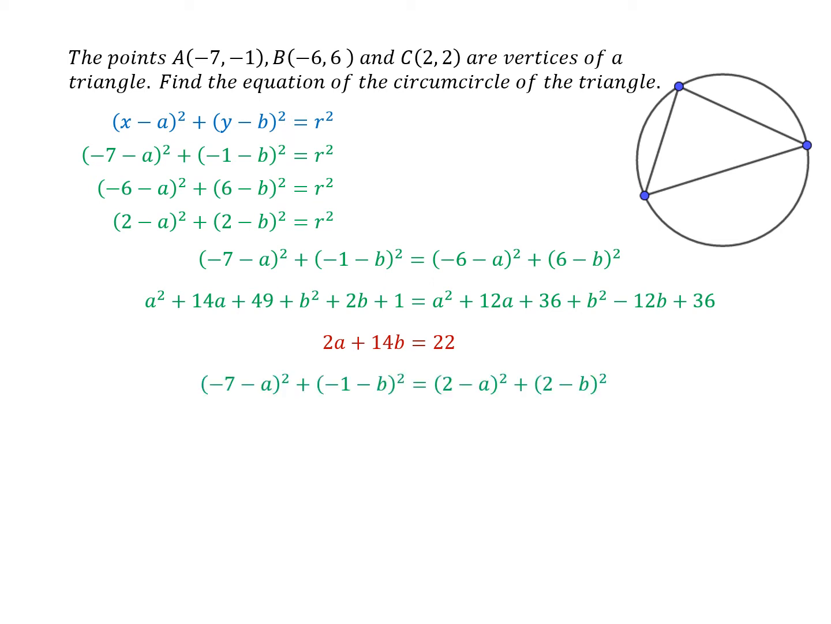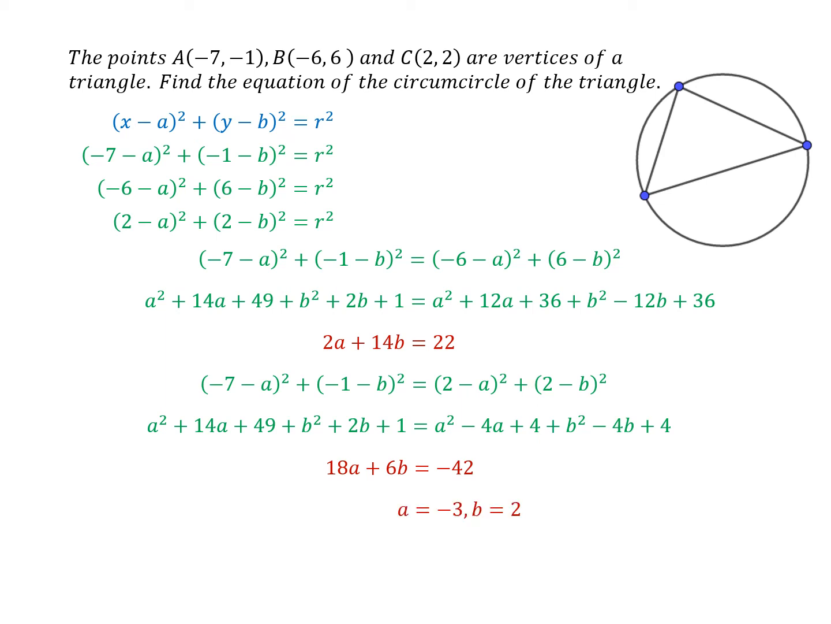Then when I look at the first and the third equations together, I get this expression here, doing something similar, multiplying out the brackets and then grouping like terms, I get another neat little linear equation, which I can solve simultaneously with the other one. And the values of a and b that I derive are -3 and 2 respectively.